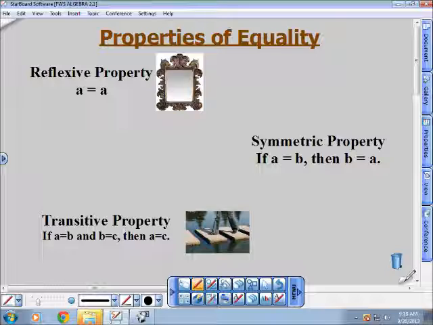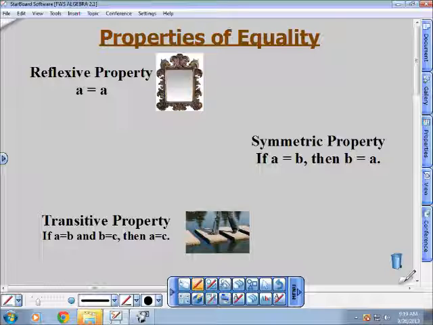The first one is the reflexive property of equality. And I think of this as a mirror, because whatever is on this side of the equal sign, the same thing is on the other side of the equal sign in the same order. If you look in a mirror, what do you see? You see your reflection. You see you. So if A is over here, the same thing is over here. That's all the reflexive property says. And that might seem really basic to you, because you know that 2 equals 2 and 6 equals 6.